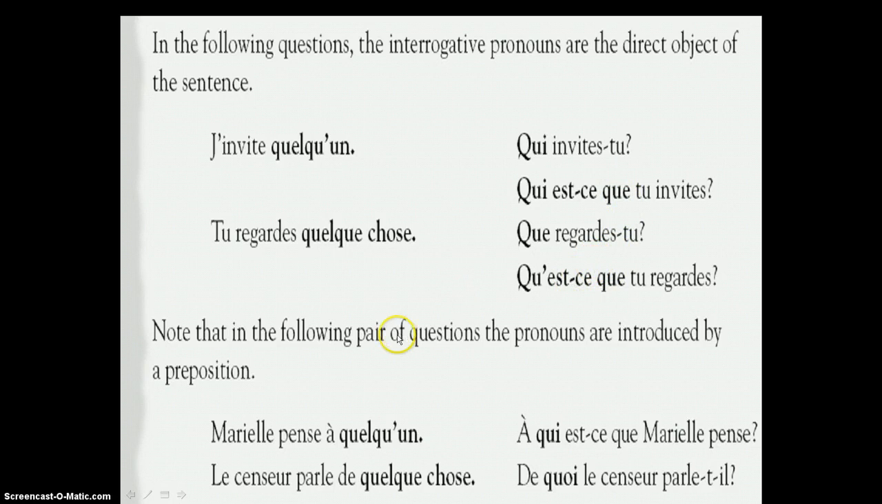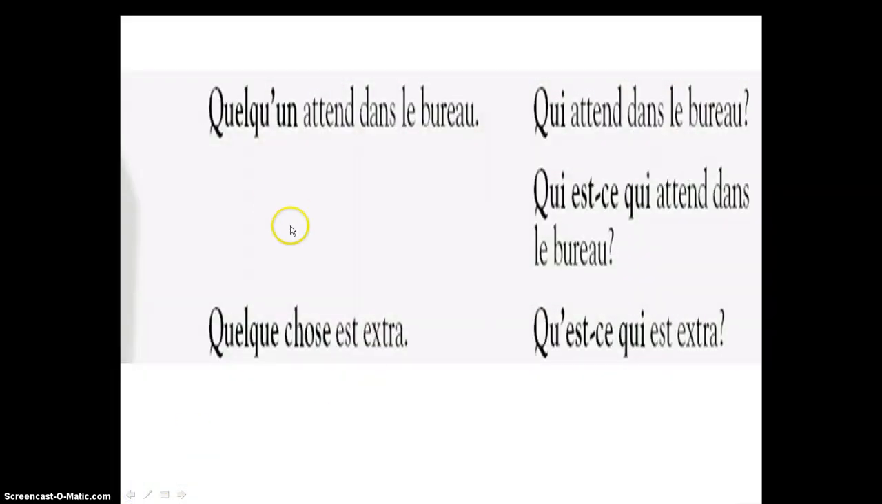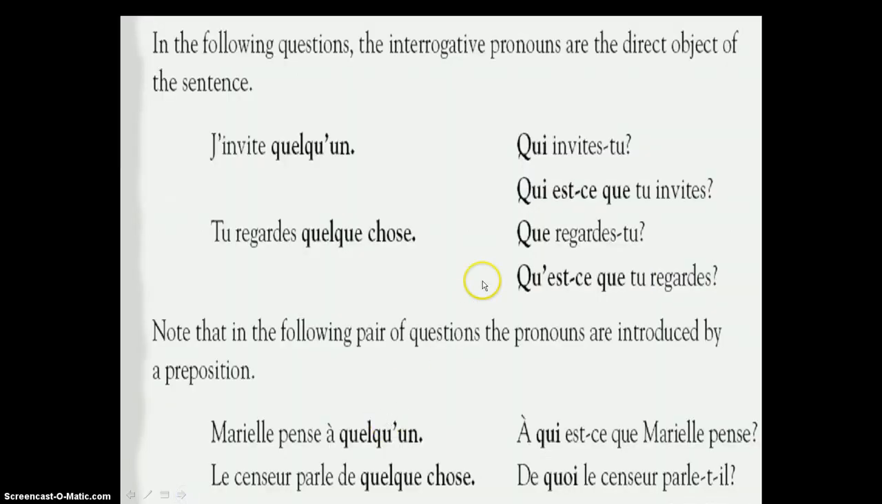So if I go, for example, to the previous page, it was a person there, but it was a subject, so that's why we have qui. And then it was the subject in a sentence, but it was about something. That's why it's qu'est-ce qui. Both are subjects, so it's qui, but this one is a person and this one is a thing. Now look at the second one here. This one is a person, but I'm looking for the direct object, so it's que. This one is something, but I'm looking for the direct object, so it's que.